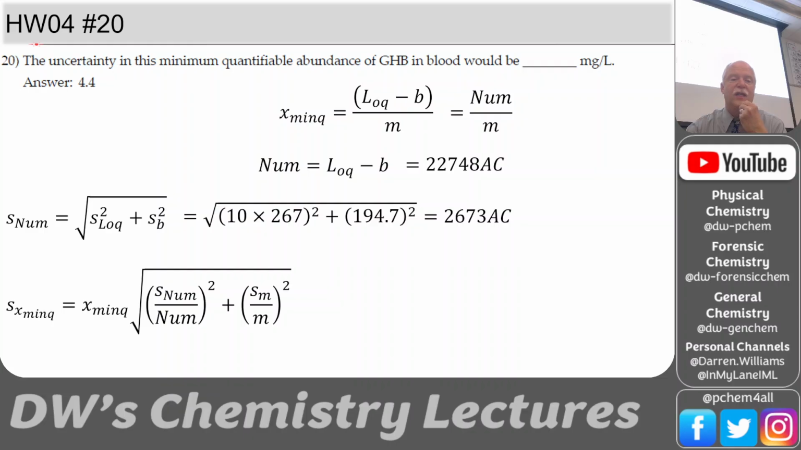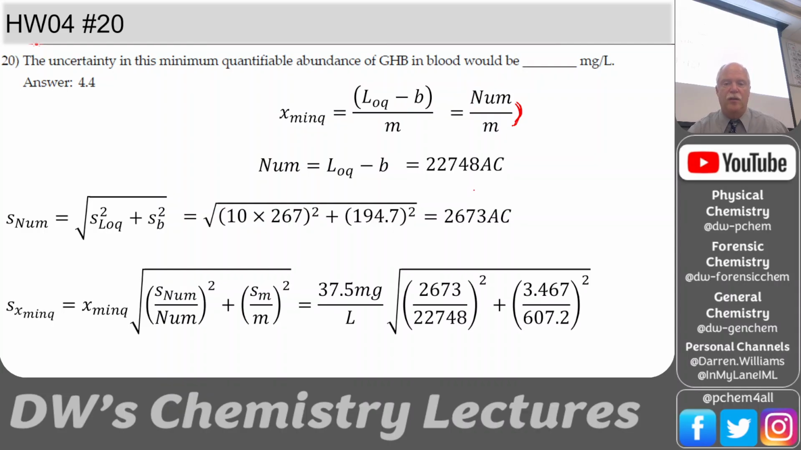Okay. Now we can use that in this quotient piece. We have two parts there. It's the RSD of the numerator squared plus the RSD of m squared. Take the square root and multiply by x minimum quantifiable, x min. And so these are the numbers. This was the uncertainty in the numerator. This was the numerator value. And then this was from that ANOVA table for M and SM.